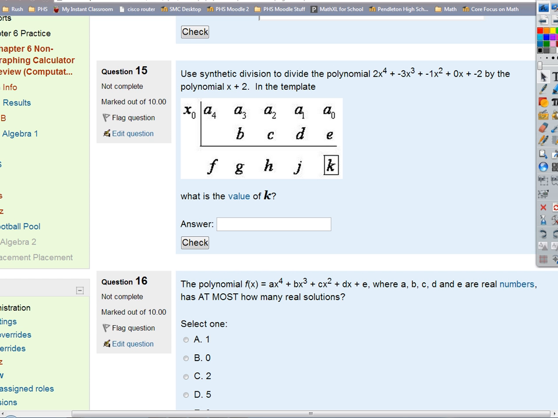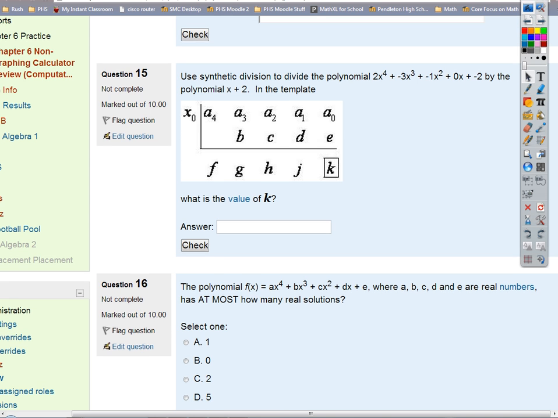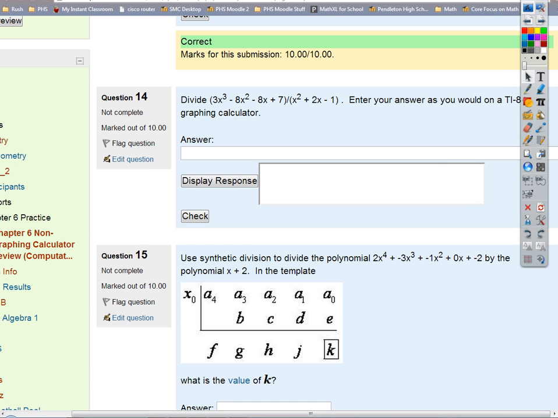Okay, where we left off, I think we did the synthetic division problem, right? Yeah. And then I think we didn't get to the long division problem though. So let's take a quick look at the long division problem.